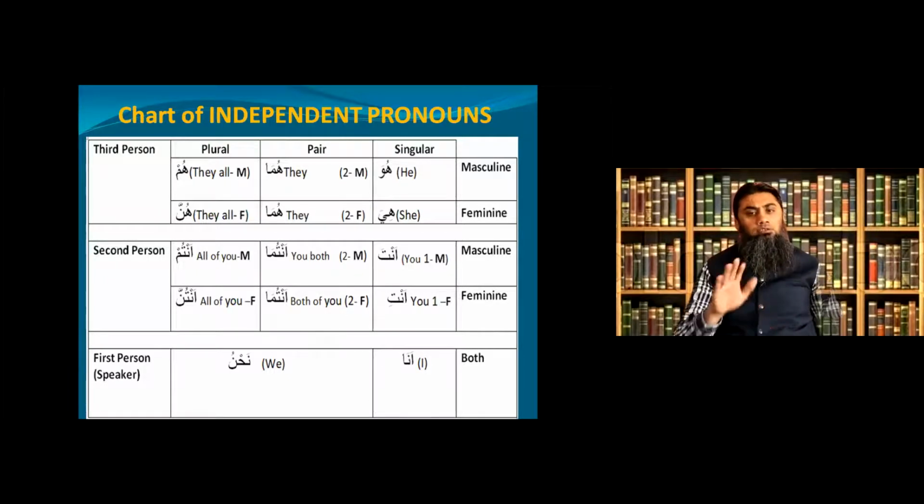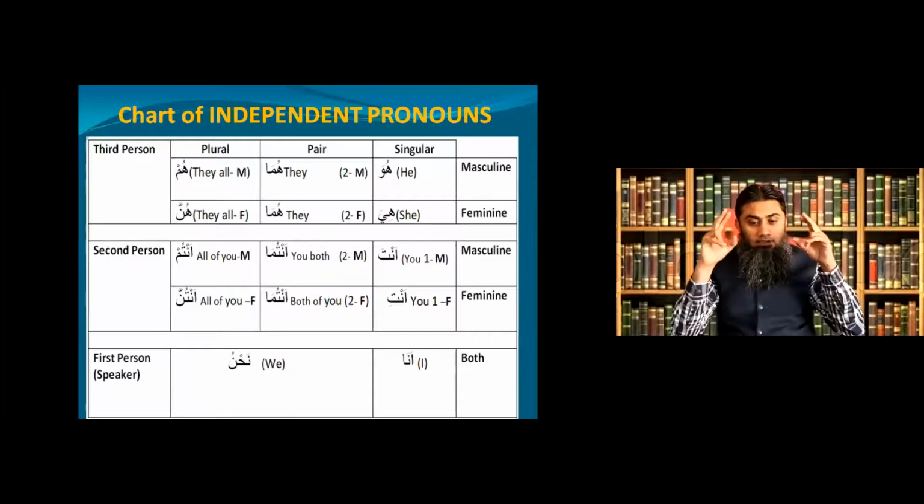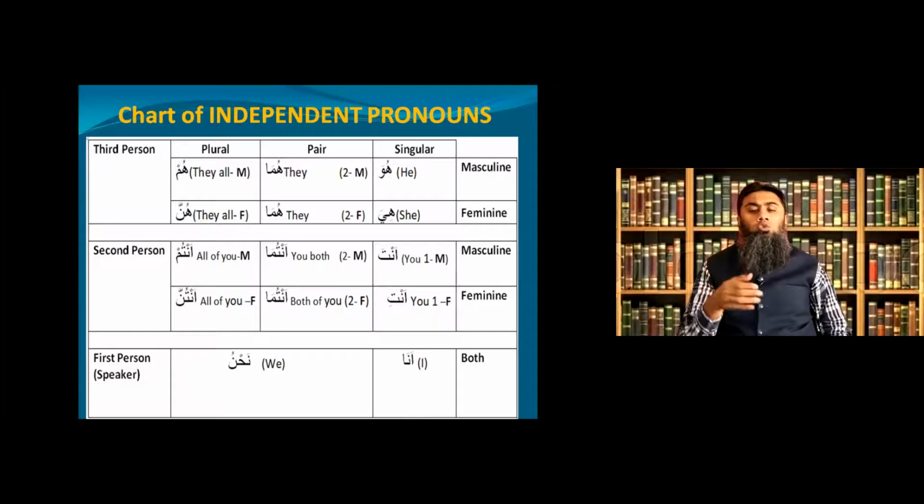Read it once, twice, 3 times, 4 times, 5 times. Inshallah, if you read it 5, 6 times, it will be pictured in your mind as an image. And then inshallah, we are going to use this in almost every single coming lesson. So inshallah, it's not blind memorization. At this stage, conceptualize this chart, read it again and again, just to be familiar with it. Inshallah, when we apply it, you will naturally memorize it as well.